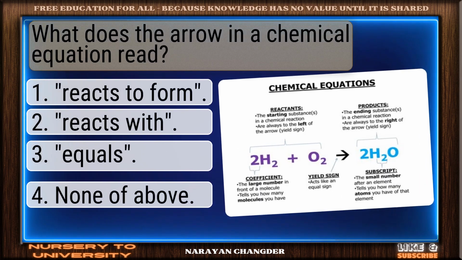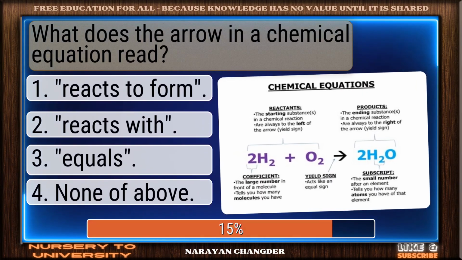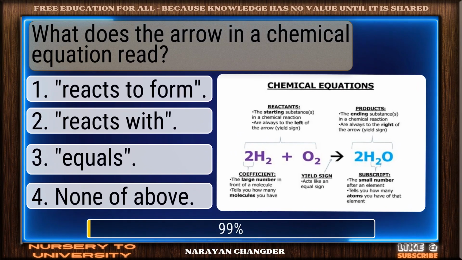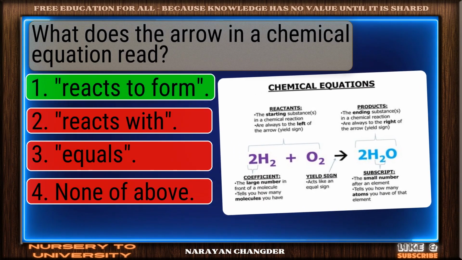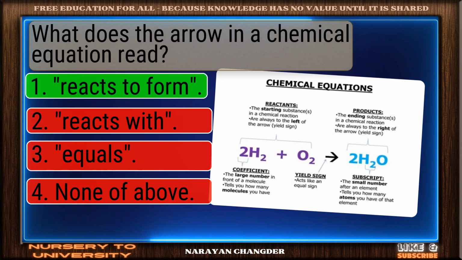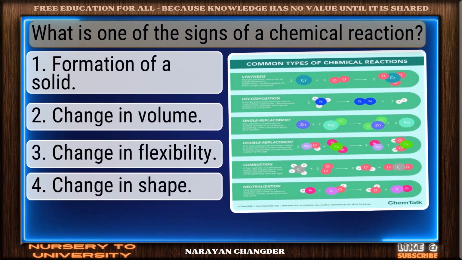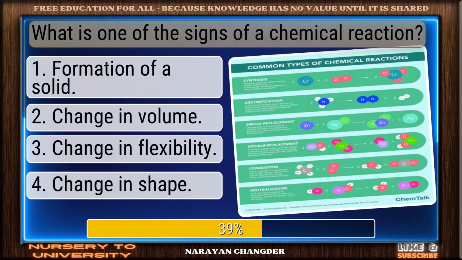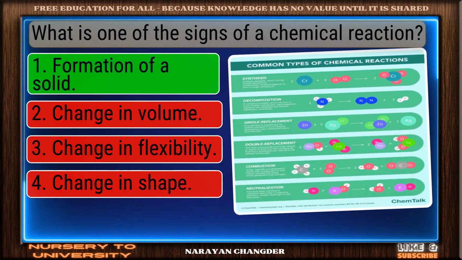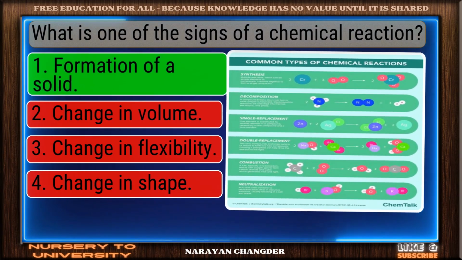What does the arrow in a chemical equation read? Solid response. Reacts to form is a valid choice. What is one of the signs of a chemical reaction? You chose formation of a solid, and it is correct.